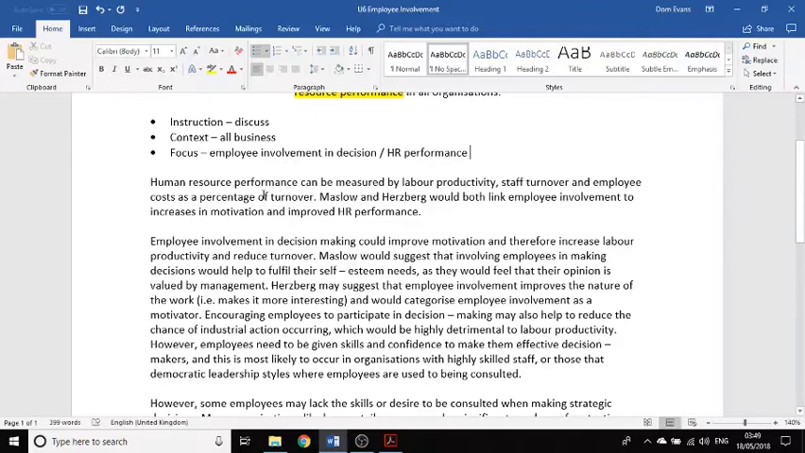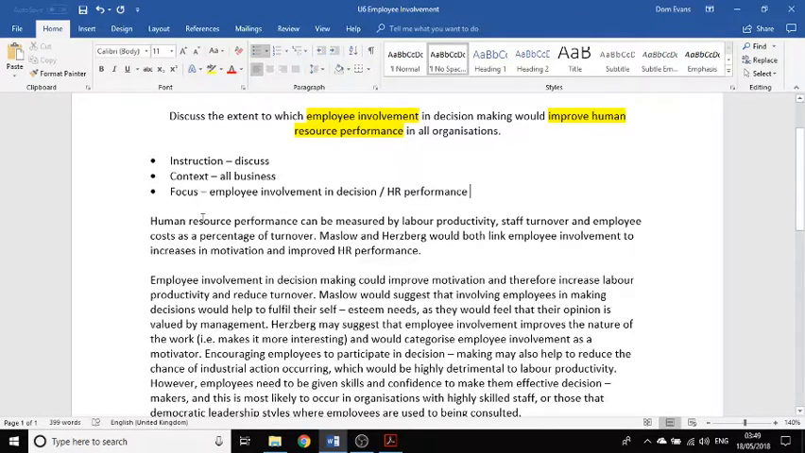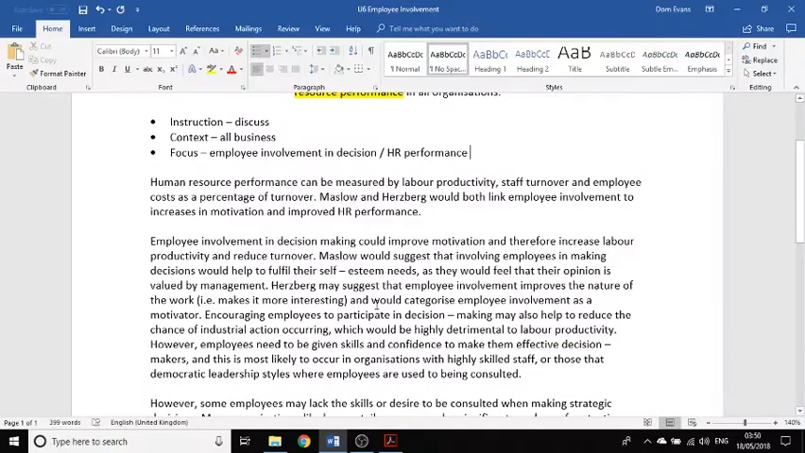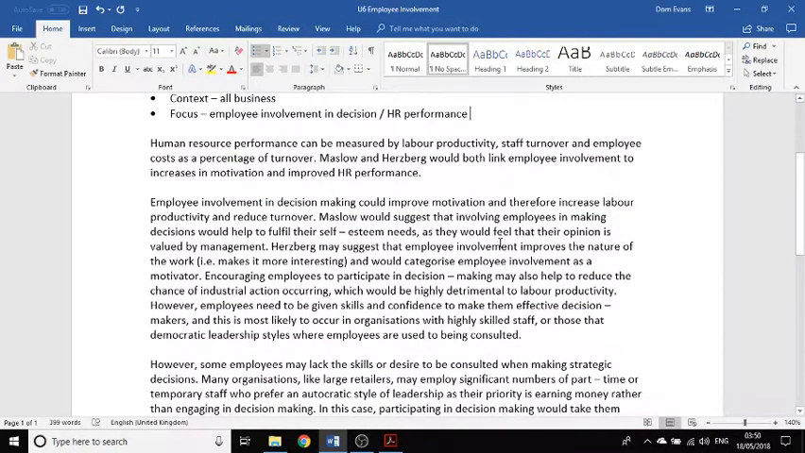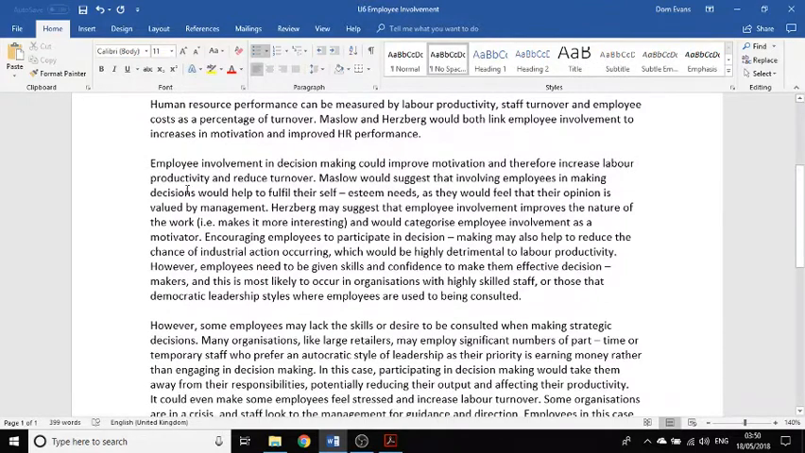So I've started off by showing the examiner that I know exactly what human resource performance is. It can be measured by labour productivity, staff turnover, and employee cost as a percentage of turnover. These are all listed on the specification. That's my basic knowledge that I need to know. Now, just a little bit of signposting to the examiner that this is the shape that my essay is going to take. Maslow and Herzberg will both link employee involvement to increases in motivation and improved performance. Well, let's see how the essay develops this basic idea.